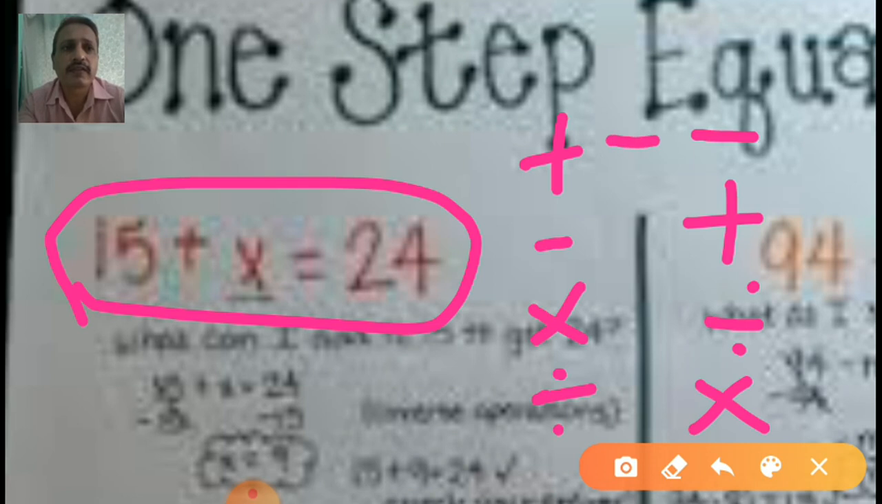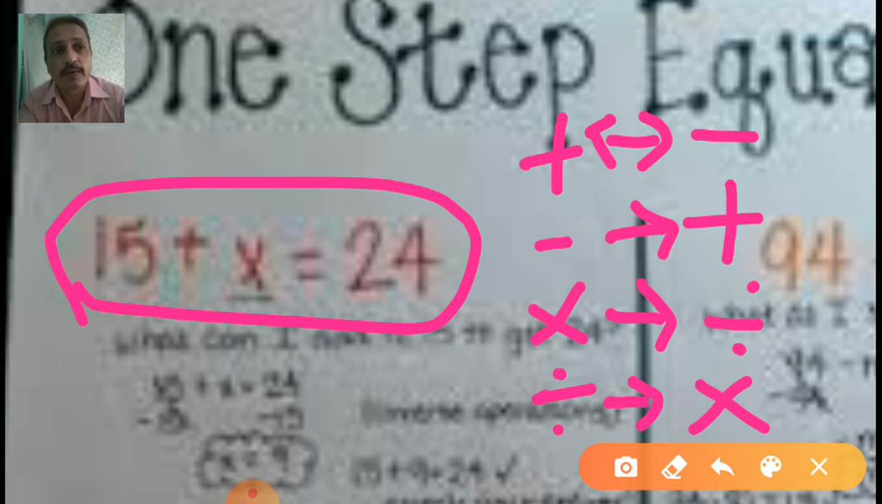So we can say when shifting a number, a positive number becomes a negative number. If a negative number is shifted to the other side, it becomes a positive number. If a number is in multiplication, it goes to the other side with division. If the number is divided on the left side, then when it moves to the right side, it gives multiplication. Don't think it only works one way. You can do it from right to left also, so I will put a both-side arrow here.